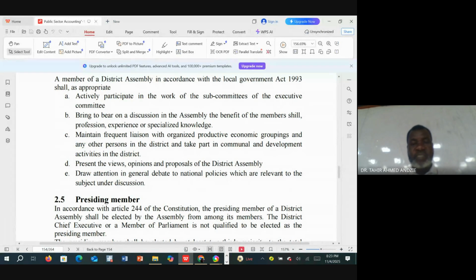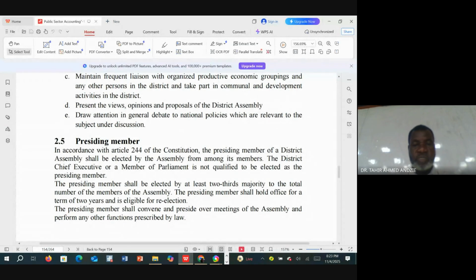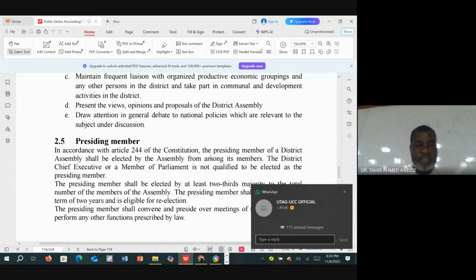Now that we know the functions that they're supposed to do, we can actually insist that our assembly members perform those functions. Present the views, opinions, and proposals of the district assembly. So in your local area, you are supposed to, as an assemblyman, present the views, opinions, and proposals of the district. And if you are a district chief executive, you are supposed to present the views, opinions, and proposals of the district assembly at the regional coordinating council. Okay, so these are the functions of this assembly.